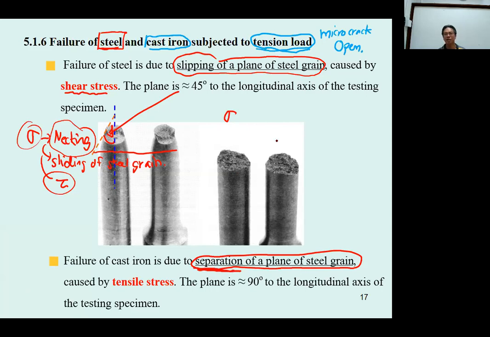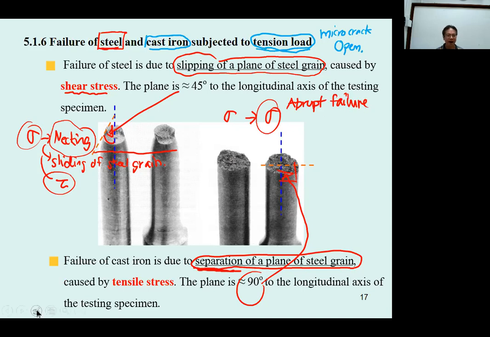When it causes the separation, the failure of this cast iron is due to the normal stress. Okay, and the failure plane is 90 degrees. It's going to be the 90 degree angle here. Okay, there are different failure modes between the steel and the cast iron. And this is going to be the abrupt failure. It's going to occur immediately.